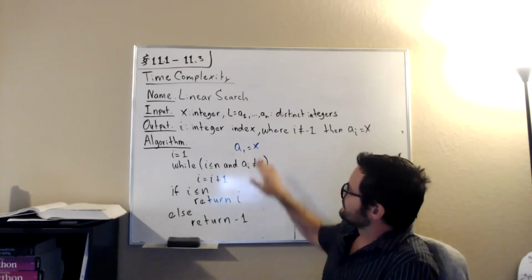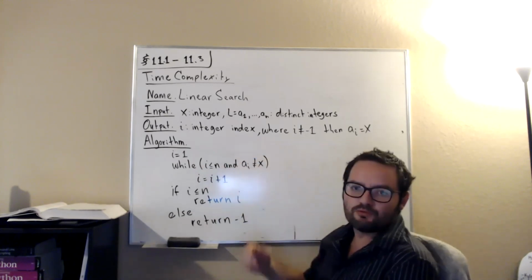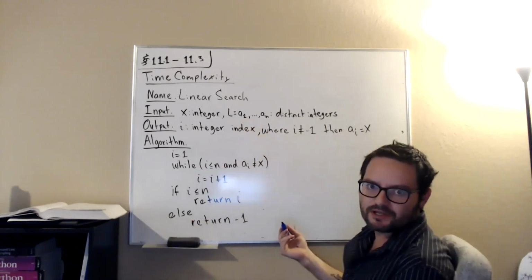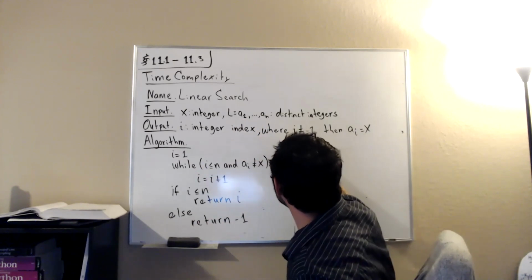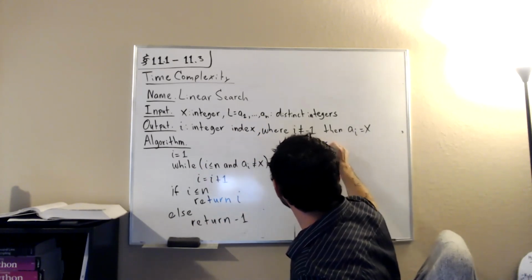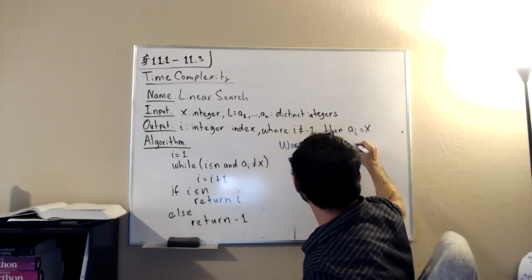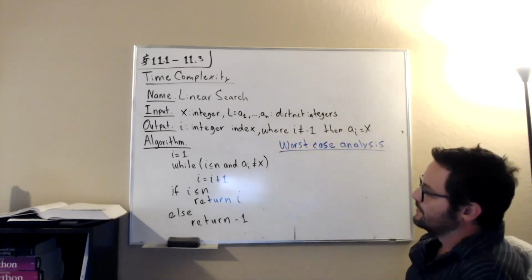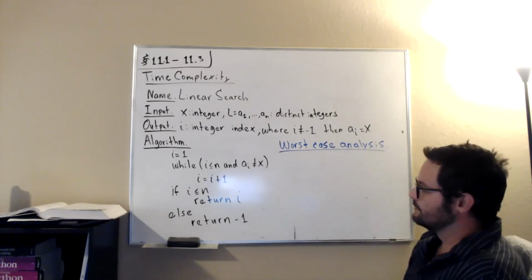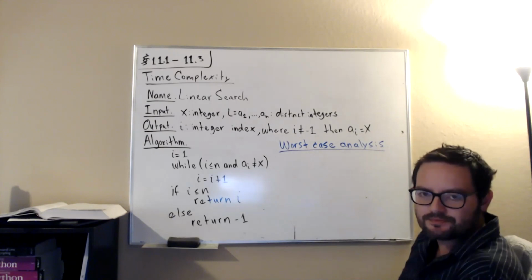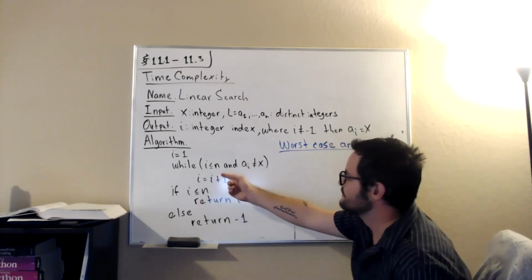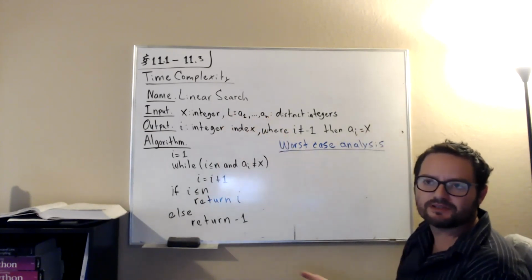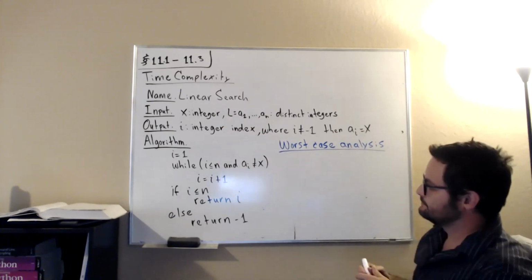So what we're going to be concerned with in particular is the worst case. That was the best case, that the very first thing in the list is X. We want to look at worst case analysis. Among all the possible ways that this algorithm can run, what is the worst? Well, the worst is that X is not in the list. Then we have to search through each one of those positions all the way through until we find out that it's not there. So that's the worst case.